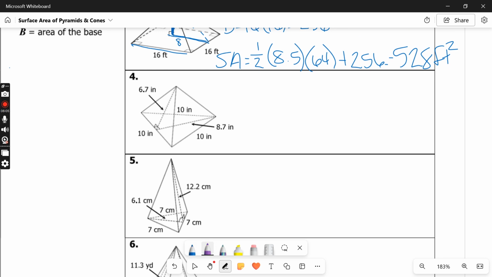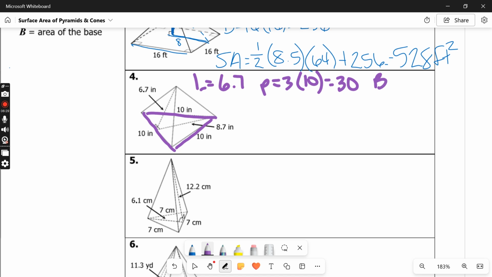Okay, so looking at number 4, first thing I need is my lateral height. And my lateral height here is this 6.7. My base is this bottom triangle that we're looking at. So I'm going to find the perimeter. Looks like all three sides are 10, so I'm going to do 3 times 10, which is 30.